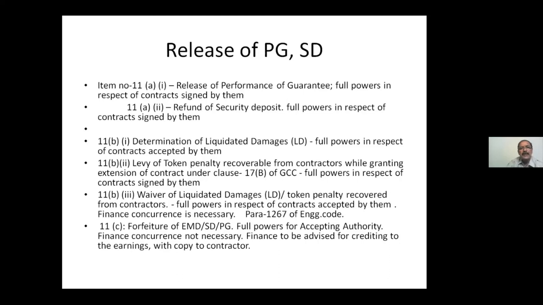ये भी मैं बता दिया था, release of performance guarantee और release of security deposit क्या क्या items है SOP में. You can just remember this item number 11, most important. Under that, all the releasing powers and waiver, everything is there.